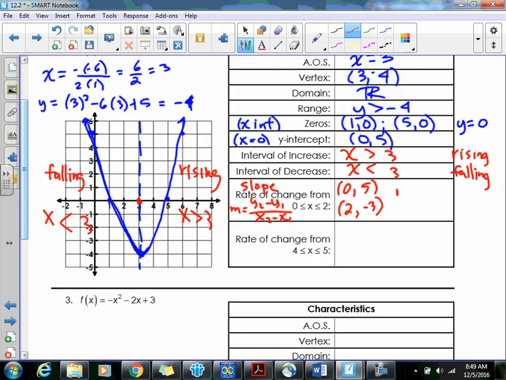We're going to go with the x's, because you can't find it with the y. You have to have the x's. So m is going to equal negative 3 minus 5 over 2 minus 0. That gives me negative 8 over 2, which is negative 4. And then you do this one.